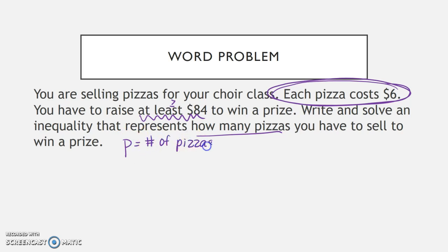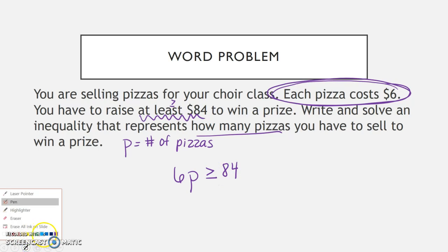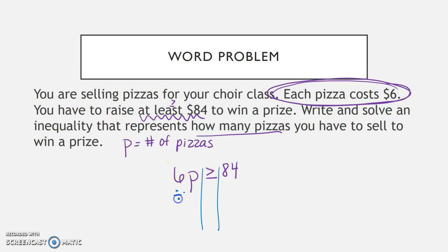What I do know is every pizza, so p pizzas, cost $6 a piece. So it's 6 times however many pizzas I sell, so 6 times p, needs to be at least, so greater than or equal to $84. So we need to figure out how many $6 pizzas I need to sell in order to get minimum $84. So here's 6 multiplied by p. I need to divide, so I'm going to divide both sides by 6. I've got p left on its own and then greater than or equal to.